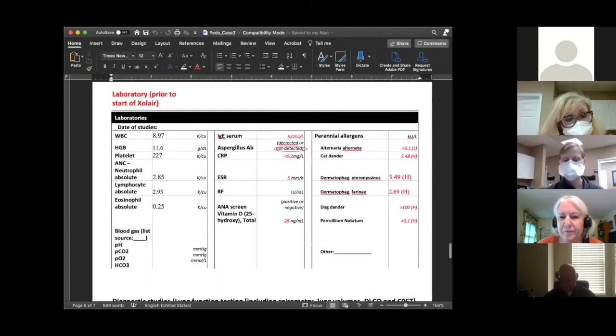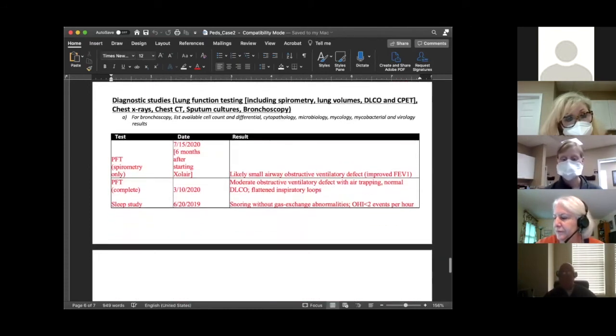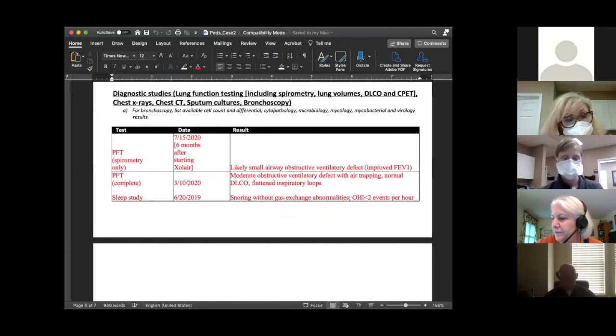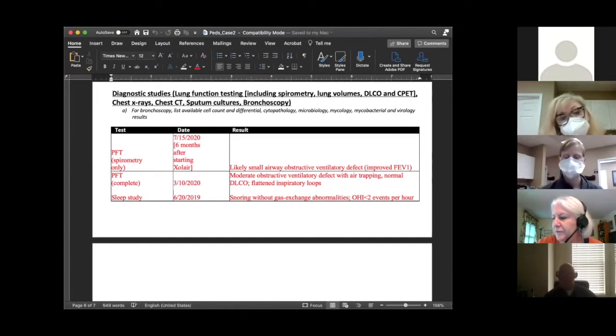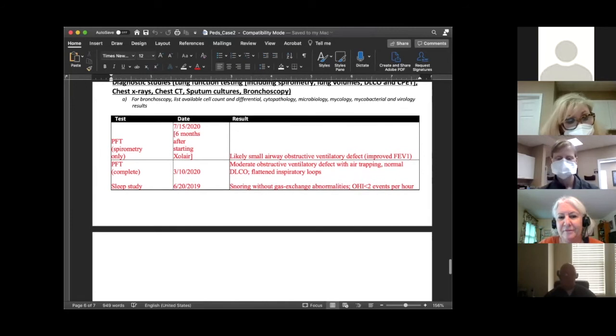In terms of the diagnostic panel, she had PFTs that were performed. She was getting okay with the technique, but she did demonstrate some possible small airway obstruction. But this was done after starting Xolair. I think pre-Xolair, we did have a bit of a difficult time trying to get this little kid to do lung function appropriately. I think there may have been some developmental issues as well. But I did mention this moderate obstruction component.